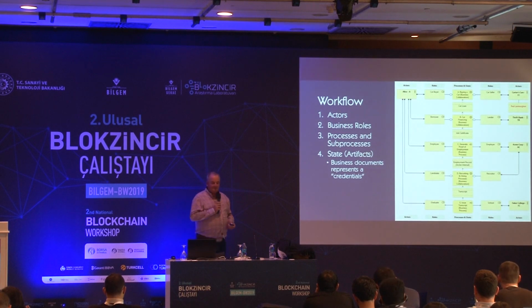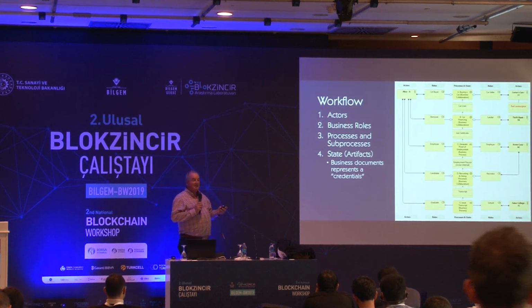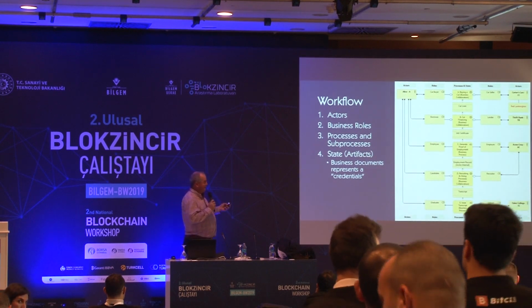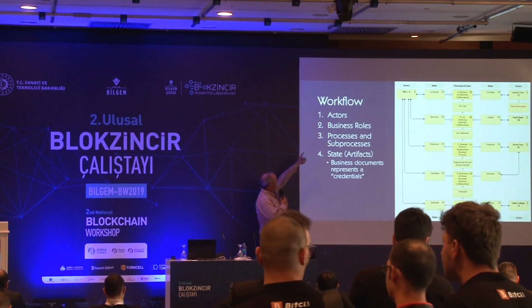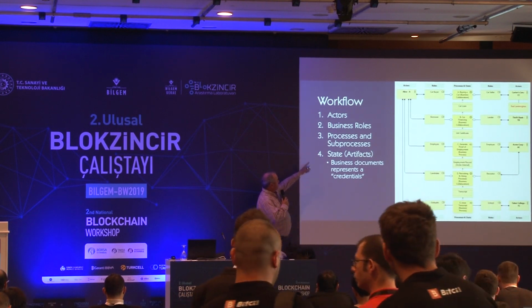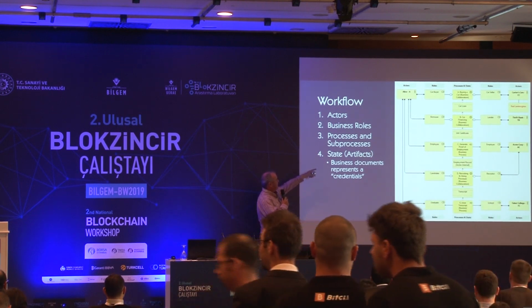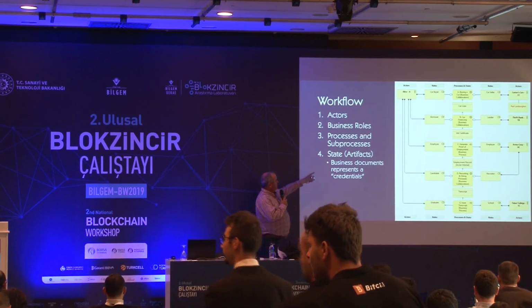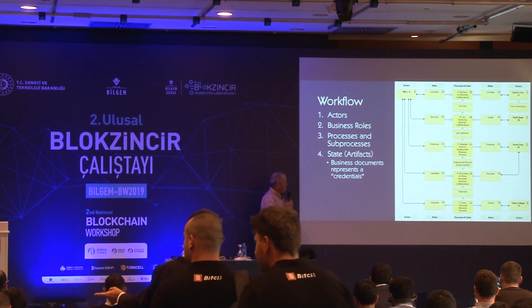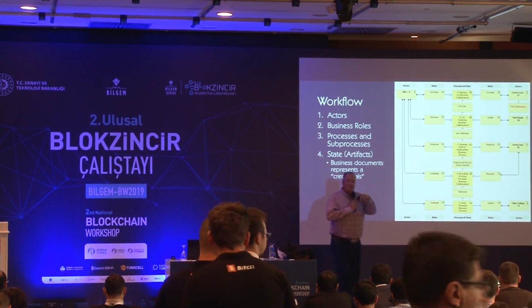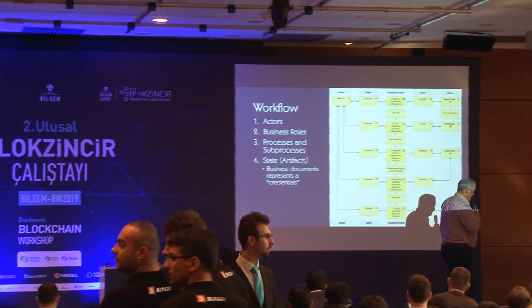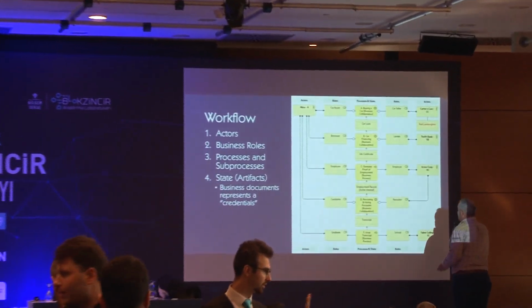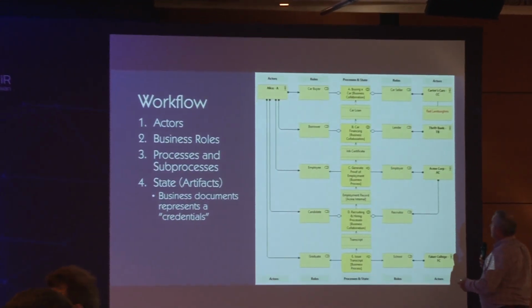So if we think of the workflow, we're not even into digital identity yet, we're not into blockchain or Hyperledger or anything. From a workflow perspective, we need to identify the actors, the business roles, the processes and sub-processes, and the state or the artifacts that are part of this process, the business documents that represent a credential. So when you look in this Getting Started guide, I worked through it kind of layer by layer based on those use cases, but this is kind of the combined example.